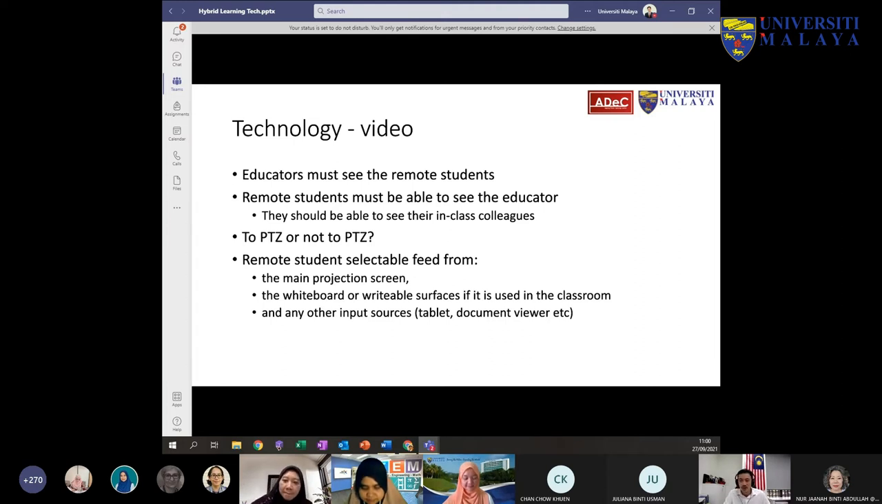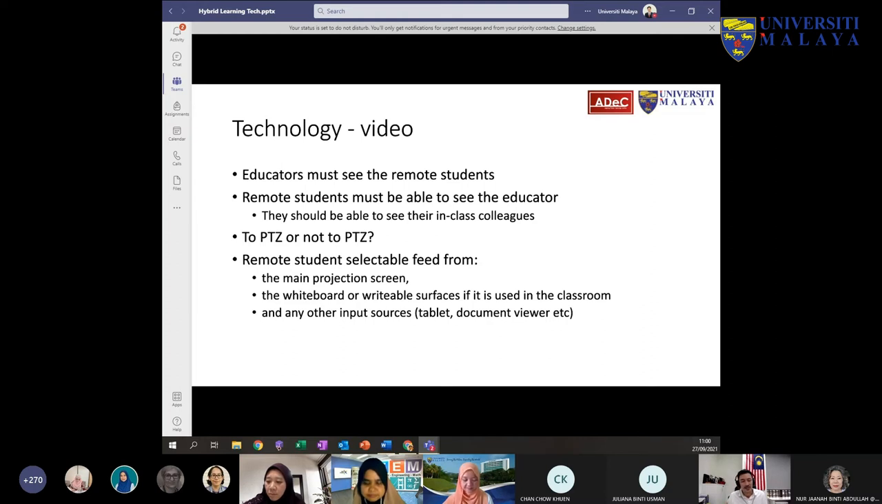The third part, to PTZ or not to PTZ. So PTZ is actually a camera technology. Pan, tilt, and zoom. So pan means moving from side to side. Tilt is actually tilting the camera, and then zoom is to zoom in. Okay, so pan, tilt, and zoom technology. Although it sounds really, really great, you actually have auto tracking PTZ. So auto tracking means the camera powered by AI will capture the lecturer's head, and then it will follow the lecturer everywhere the lecturer goes, okay?